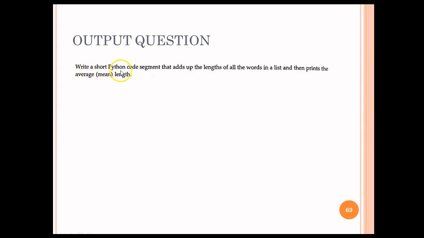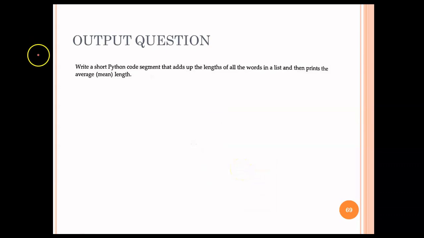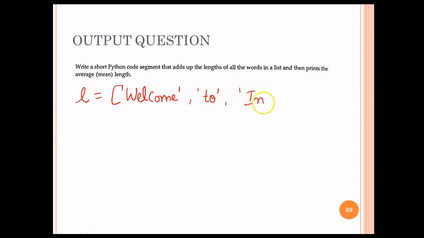We have: write a short Python code segment that adds up the length of all the words in the list and then prints the average length. So we actually have to find the length of all the words present in a list. First, a short Python program is required. First we will take a list here. Suppose L is equal to welcome to India. Suppose this is a list.